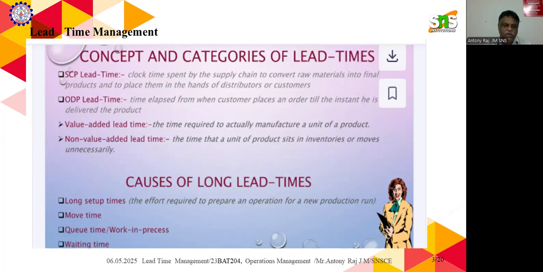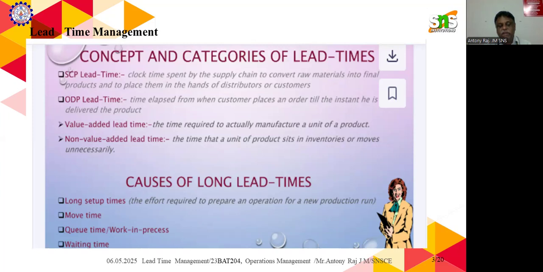As you see, one of the causes of long lead time is the setup time. A machine cannot be set up automatically. There have to be a lot of procedures and processes, but that has to be minimized and controlled. You can't avoid it, but at the end of the day, it has to be controlled. And movement time is inevitable, where the raw materials and work in process have to move from machinery to machinery.